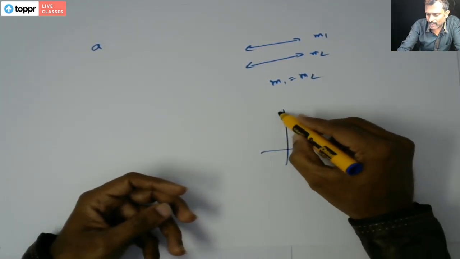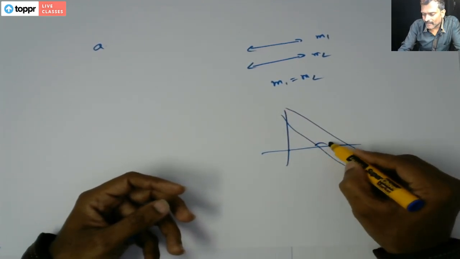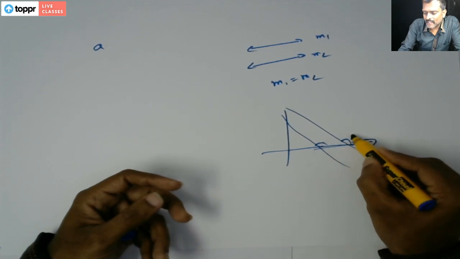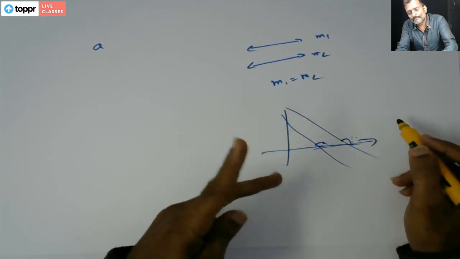Suppose I have two lines this way and these two angles are equal, and this is a transversal, right? So the angles are equal means the two lines are parallel.